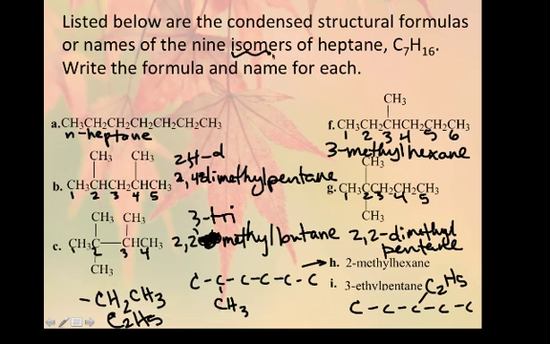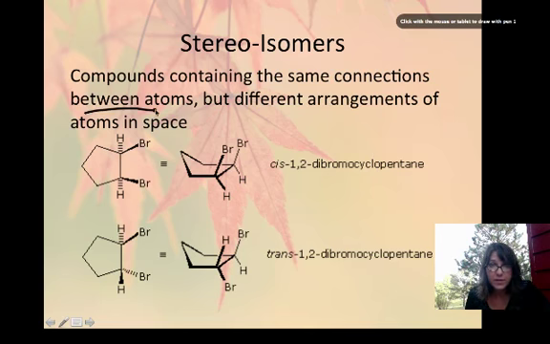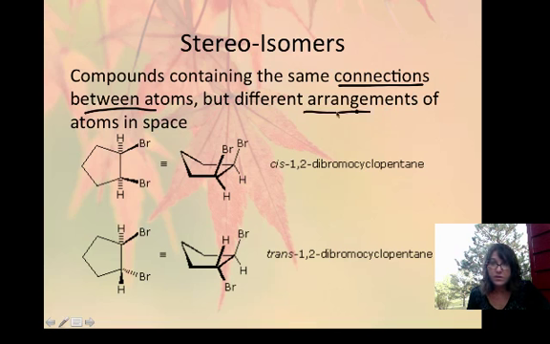They're called isomers because they have the same empirical formula, right? The same mole ratio of carbons to hydrogens, but they're organized in a different way, so they are called isomers. Stereoisomers are a bit more complicated because the compounds have the same connections between atoms. So the atoms are connected to the exact same other atoms in the molecule, but we have different arrangements of the atoms in space. So, stereoisomers, bear with me.